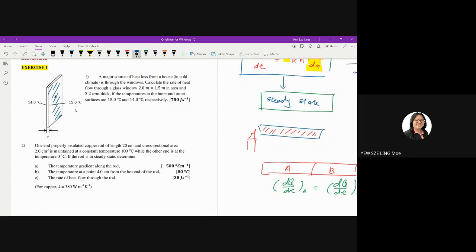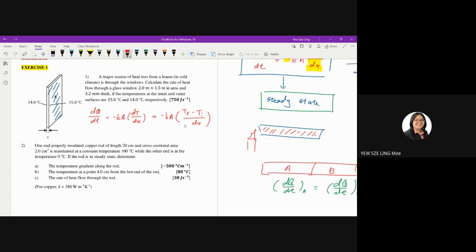It's not the thickness. So if the temperature at the inner and at the outer surface is 14 and 15 degrees respectively, calculate the rate of heat flow. So rate of heat flow, we have dQ over dt equals negative KA dT over dx. Okay, so now I'm going to expand the equation. So I have negative KA (T final minus T initial) over dx.